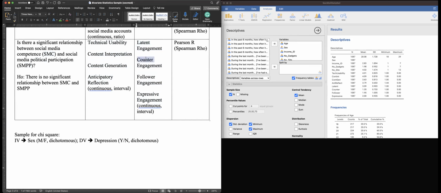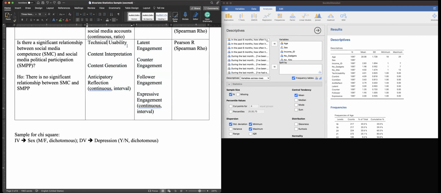Counter engagement, if you use abrasive behavior online in the name of political participation. Follower engagement, if you actively follow accounts or events or activities in social media related to political participation. And then expressive engagement is that you are actually posting or contributing to conversations around political participation of a particular topic. So in here, our topic of interest is gender, but since this is an example, I will not give a very long explanation on that.